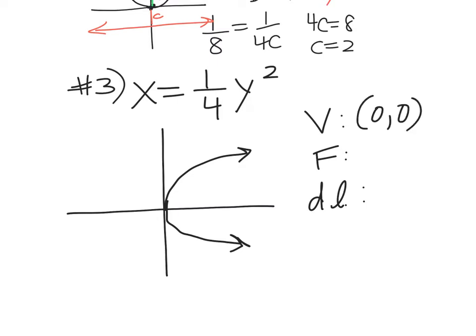I'm getting a little bored of this. Don't worry, I'm going to move it in a little bit. What is the focus? All right, the focus is going to be this point right here. It's inside the bowl, and it's on the axis of symmetry, this line right here. It's a distance of C from the vertex. All right, so this point is going to be C comma 0.